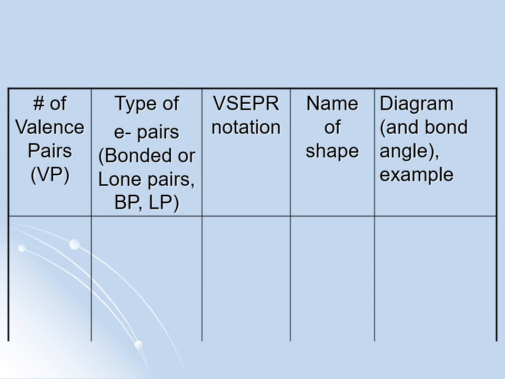So we're going to go through these 5 different aspects of several different examples. We're going to look at the valence pairs, so the total number of bonded pairs and lone pairs. We'll specify whether it's a bonded or a lone pair around those atoms and how many. We're going to use the VSEPR notation using those letters, the A, the X, and the E. We're going to go over the names of those particular shapes, and then we're going to draw a diagram and look at an example molecule for each one as well.